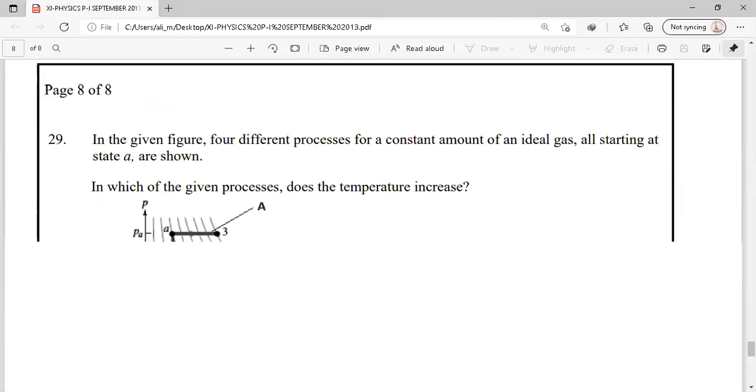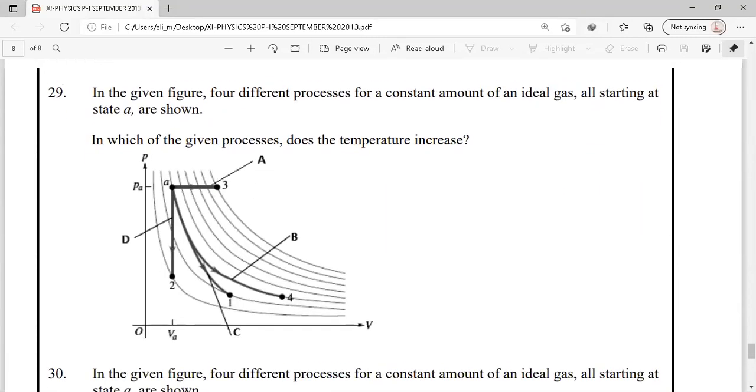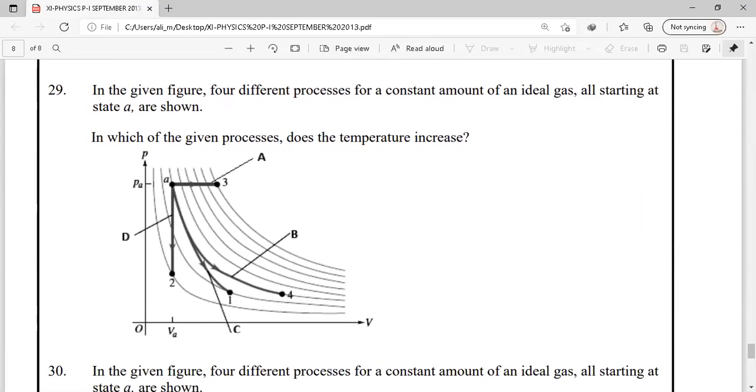Let's move to our question number 29. In the given figure, there are four different processes for a constant amount of ideal gas, all starting at stage A. In which of the given processes does the temperature increase? We have to identify in which process the temperature is increasing.